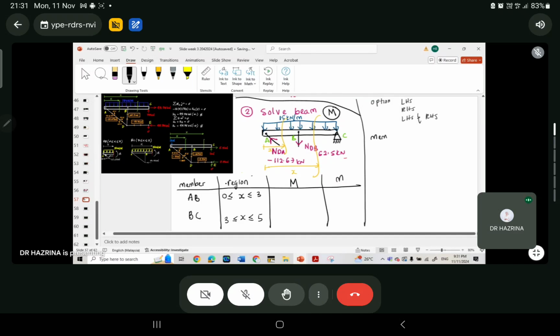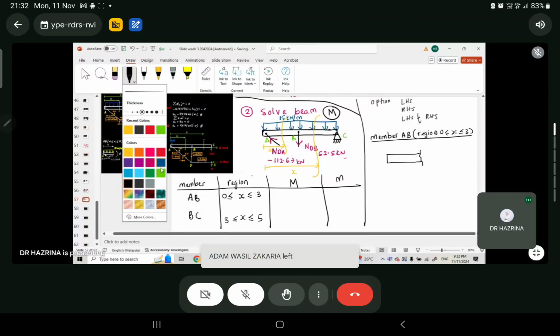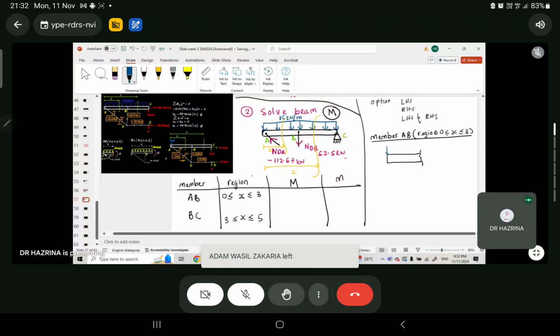So maksudnya untuk region, so you tulis dekat sini. Tengok betul-betul semua. Member AB, region X lebih besar pada 0 kurang atau sama dengan 3. So in this region, apa yang you dapati adalah you akan ada this one, kita draw dia punya cutting. Everything you kena draw. Okay, everything please. Okay, so here you akan ada 15.